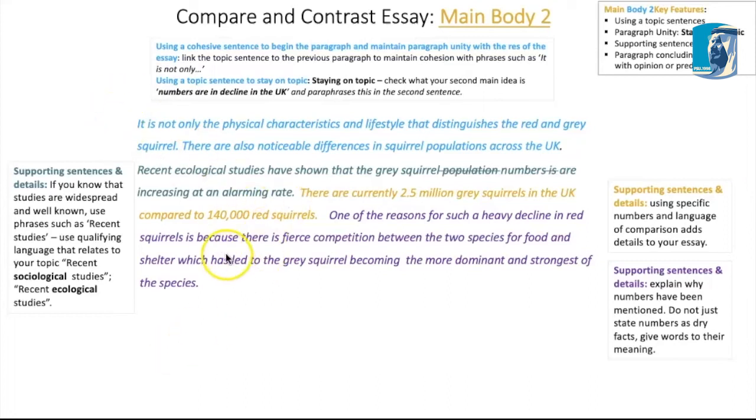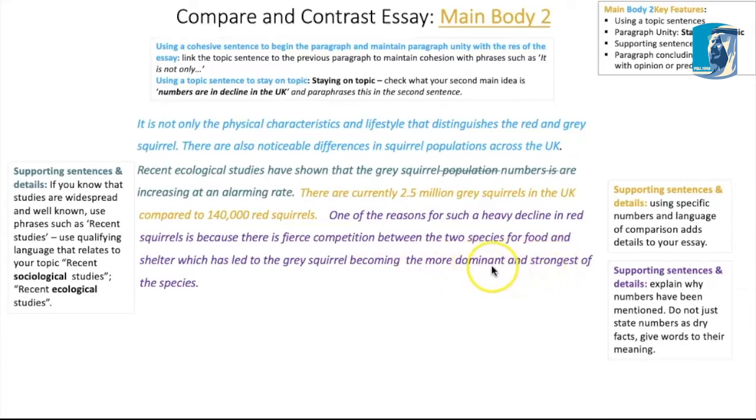So here we have is because, and then a subject-verb-object structure. There is fierce competition between the 2 species. I don't want to repeat red squirrel, grey squirrel, so I group them, the 2 species, for food and shelter. And then this relative pronoun which, meaning all that information I've just said, the fierce competition between them, this has led to the grey squirrel becoming the more dominant and strongest of the species. So here we really get to use this comparative adjective, the more dominant, the superlative, and strongest.